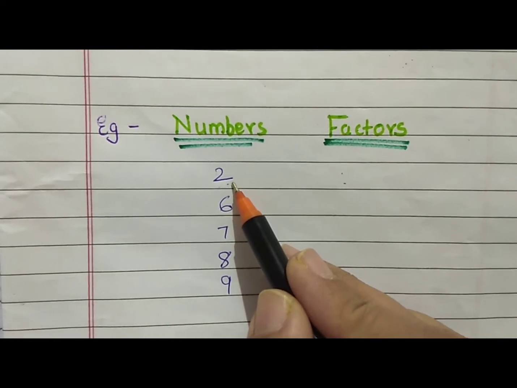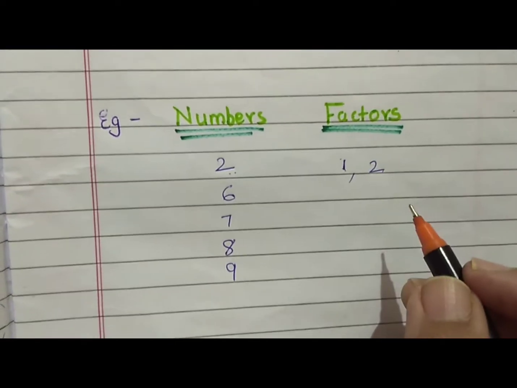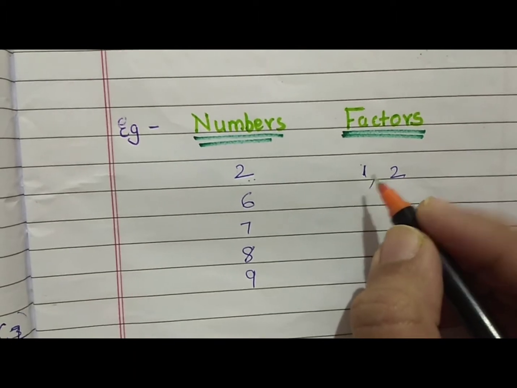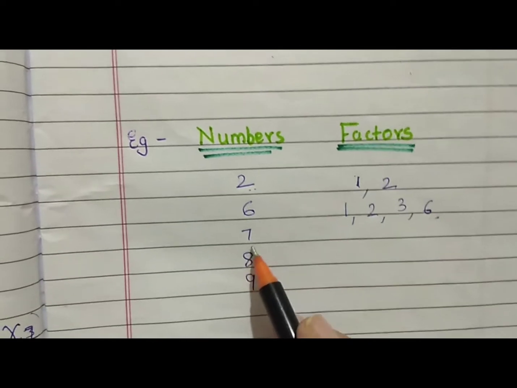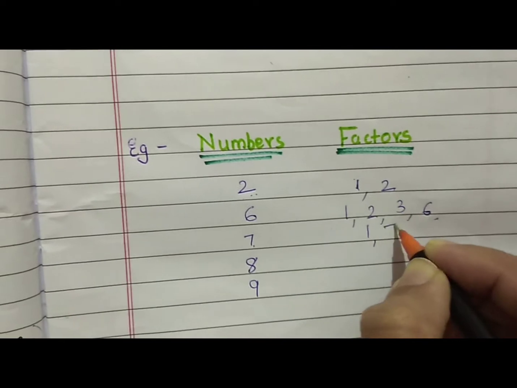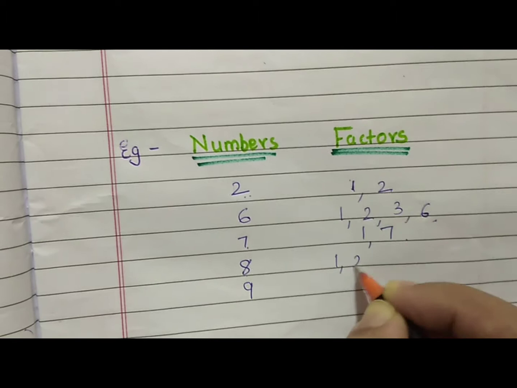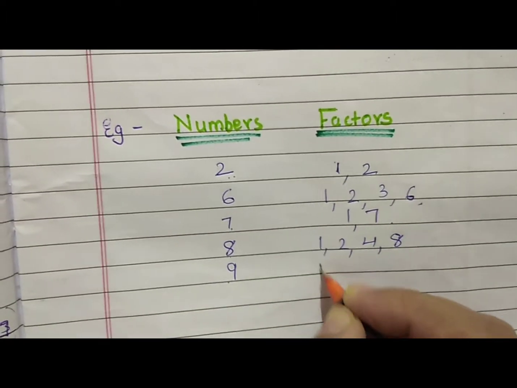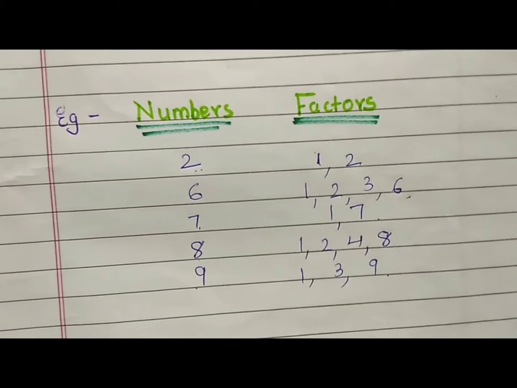So the factors of 2 are 1 and 2. The factors of 6 are 1, 2, 3 and 6. The factors of 7 are 1, 7. The factors of 8, 1, 2, 4 and 8. And the factors of 9 are 1, 3 and 9. So I have written here few factors.